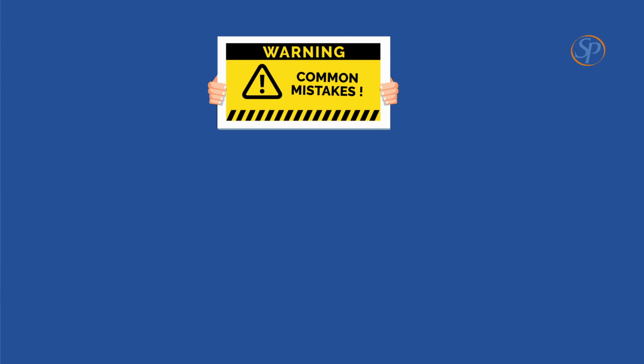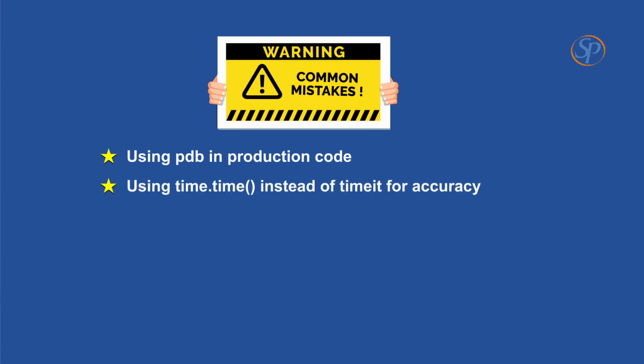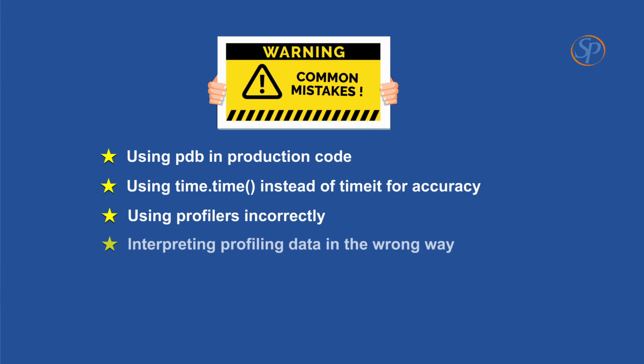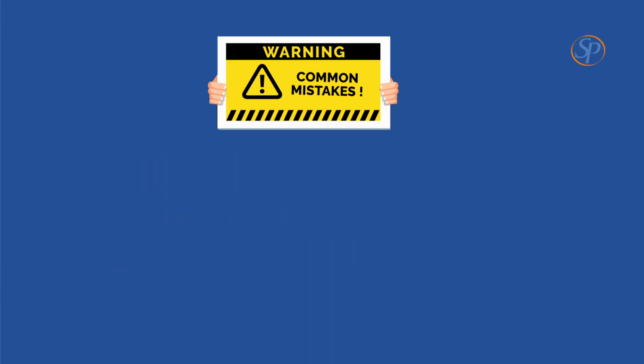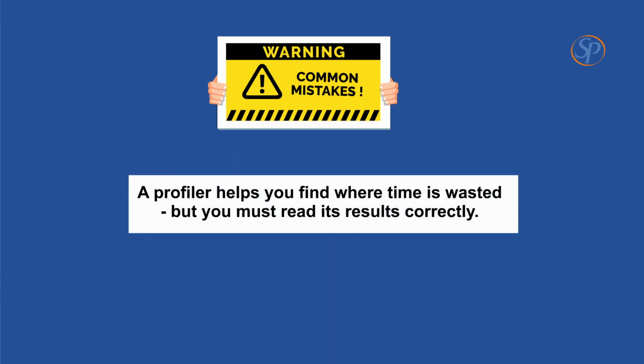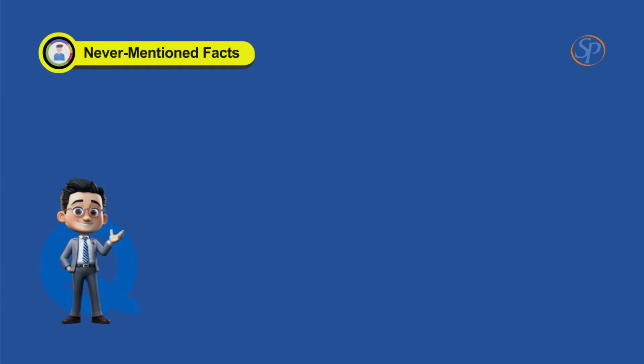Common errors. Developers also make these mistakes. Using PDB in production code. Using time.time instead of Timeit for accuracy. Using profilers incorrectly, interpreting profiling data in the wrong way. Not optimizing the right part of the code. A profiler helps you find where time is wasted, but you must read its results correctly.